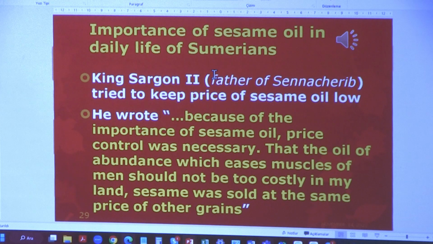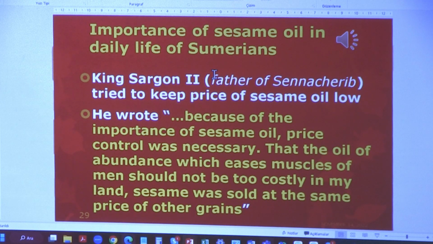King Sargon II, who was the father of Sennacherib, also tried to keep the price of sesame and sesame oil low, as many other kings. And he said, because of the importance of sesame oil, price control was necessary, that the oil of abundance, which eases the muscles of man, should not be too costly in my land. Sesame was sold at the same price of other grains. So there were other grains, barley, maybe some wheat.